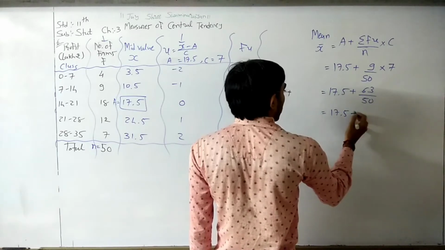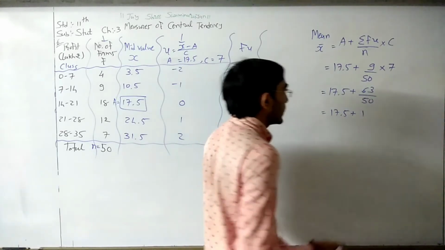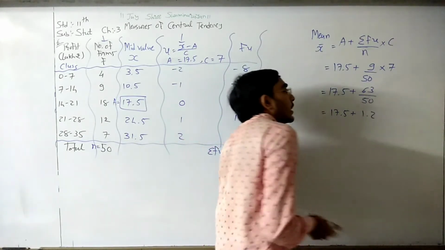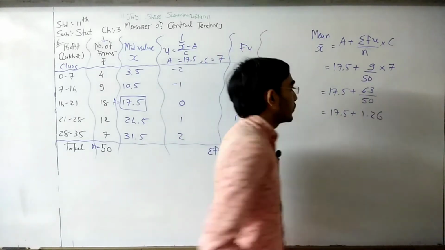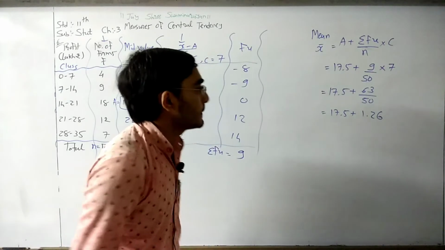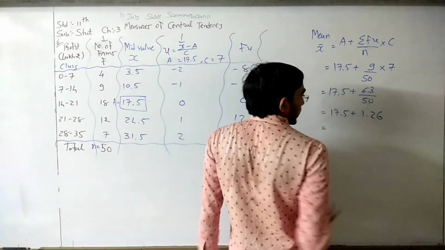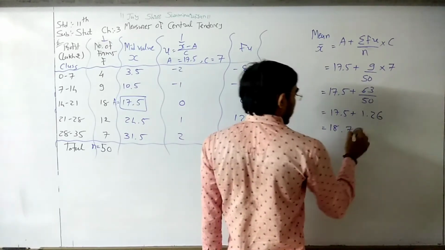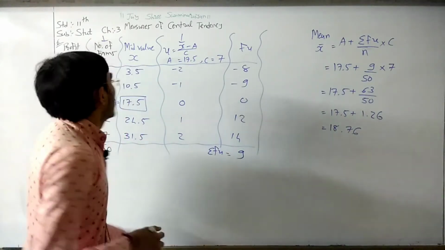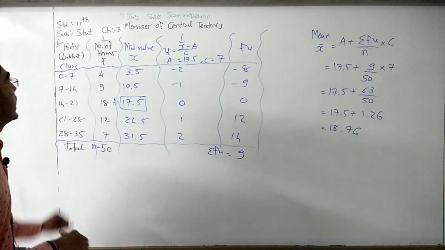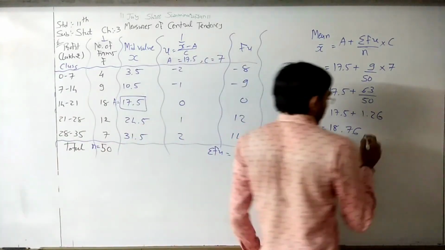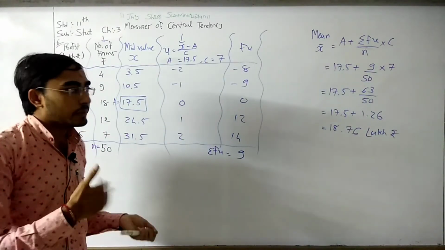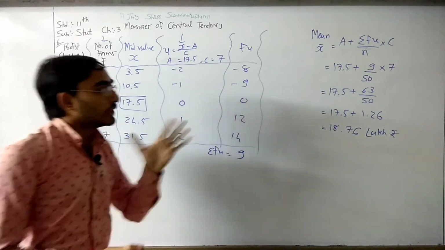So 17.5, now use the calculator. 50 ones are 50. After that 13 is remaining, so 0.130, 52 is 100, then 30, 300, 6 are. So 1.26, right? Now add these two numbers. So 17 plus 1, 18, and 5, 2, 7, 6. Okay, so 18.76, it is our answer of mean, and the unit is lakh rupees. So 18.76 lakh rupees. This is our final answer of mean.